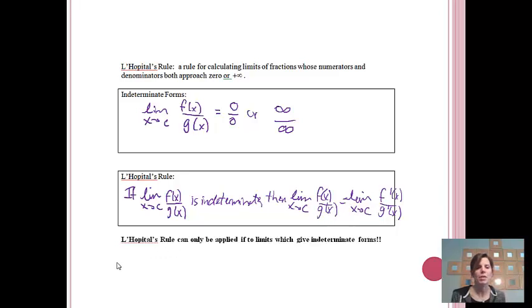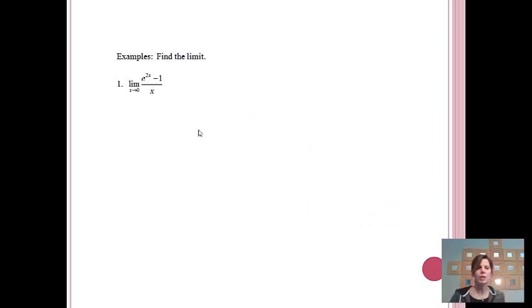The biggest thing I do want to point out is that L'Hopital's rule can only be applied to limits which give indeterminate forms. We can't just take the derivative of the numerator and the derivative of the denominator and find the limit, because you'll find that this is a pretty easy process to do, but we can only do that if, when I first do direct substitution, I get 0 over 0 or infinity over infinity. Alrighty, let's try some examples.